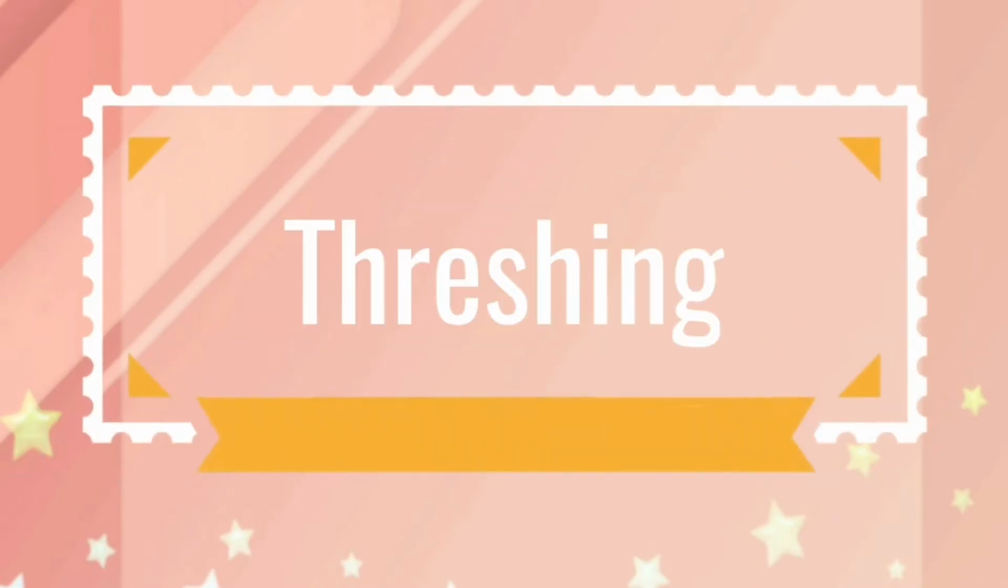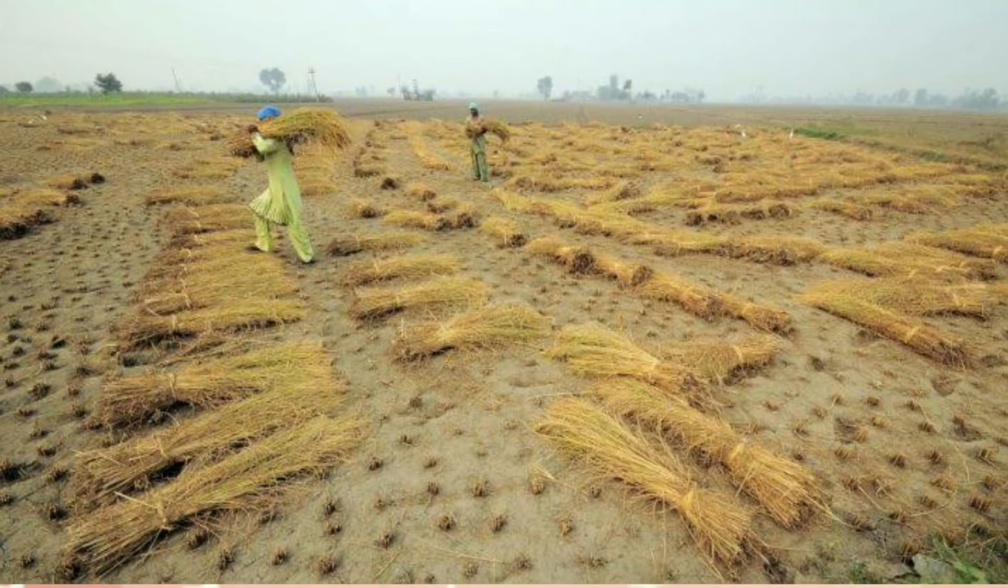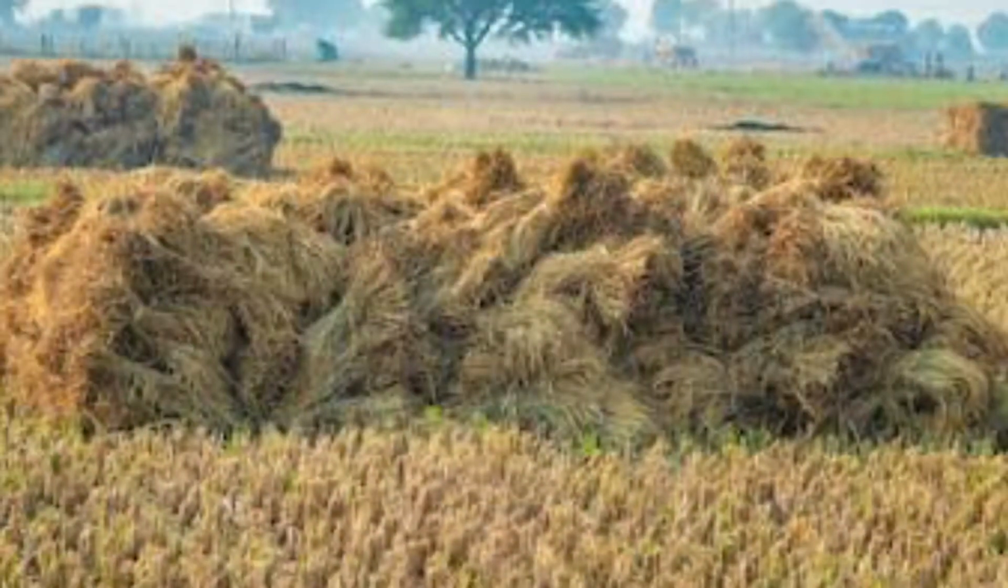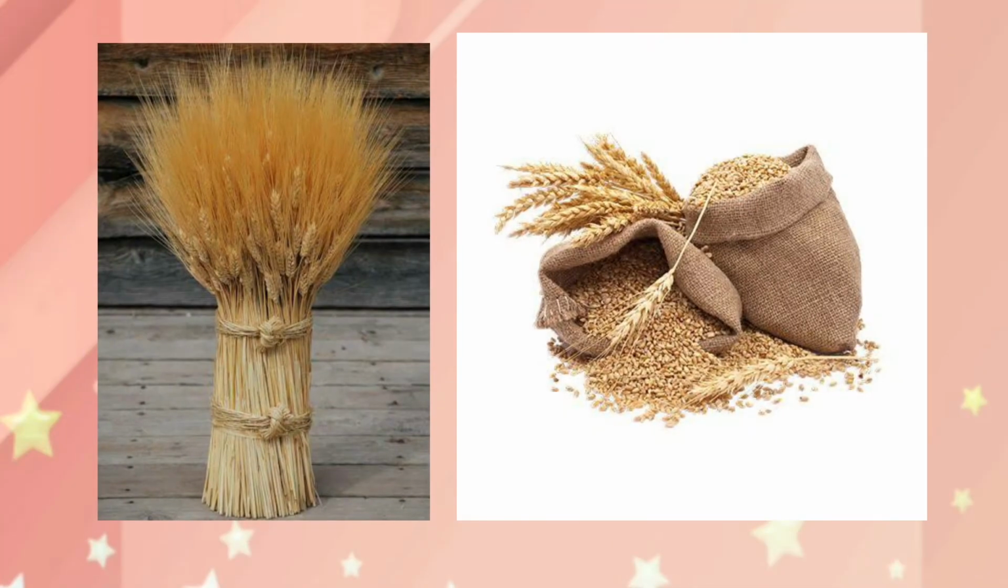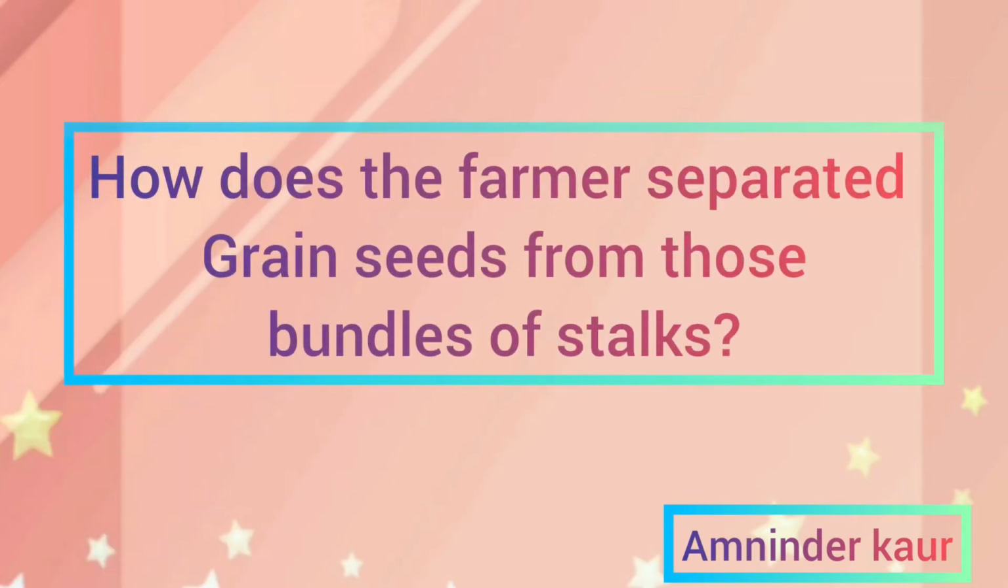The second method is threshing. You must have seen bundles of wheat or paddy stalks lying in fields after harvesting the crop. Stalks are dried in the sun before the grain is separated from them. Each stalk has many grain seeds attached to it. Imagine the number of grain seeds in hundreds of bundles of stalks lying in the field. How does the farmer separate grain seeds from those bundles of stalks?